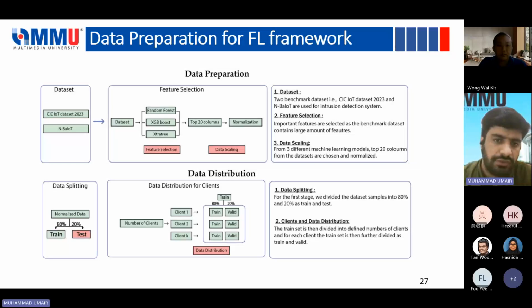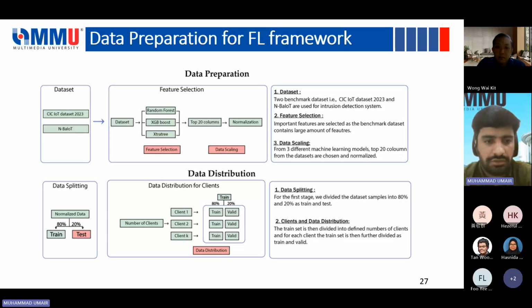So the detailed methodology for the proposed federated learning framework is shown here. Firstly, we did the data preparation as discussed. For the dataset, we did the feature selection. For feature selection, we used the most commonly used machine learning models, which are random forest, XGBoost, and extra tree classifier. And from here, we extracted the top 20 columns, because originally the dataset contains more than 100 columns for both of them, and it contains millions of samples. So feature selection was very important for us to extract just the important features which are impacting the output class.